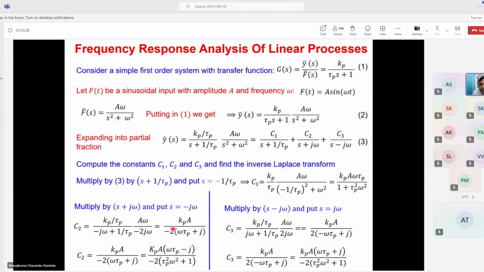After simplification, what we are going to get is Kp A divided by minus 2 omega tau p plus iota. Now here the iota is in the denominator, so whenever we have an iota in the denominator, what we do, we multiply and divide by a particular term so that this iota we can eliminate, isn't it? So in this case again we can multiply and divide by omega tau p minus iota. If we do that, what we are going to get is Kp A (omega tau p minus iota) divided by minus 2 (tau p square omega square plus 1), and that will be the constant c2. Is it clear to everyone, this part?